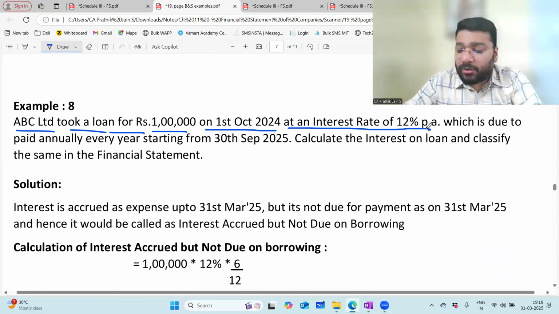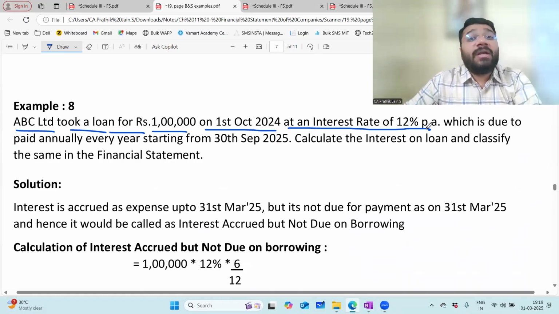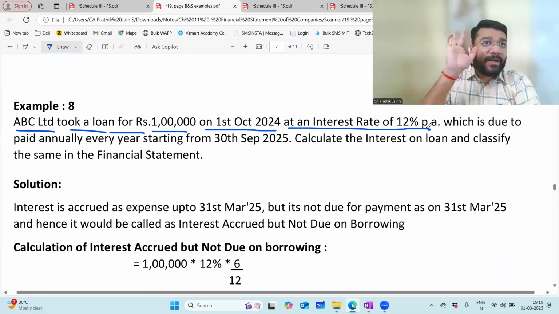No, sir. We're talking about which company? What is the company's name? ABC Limited. What have they taken? Loan. How much value? 1 lakh. What interest percentage? 12%. When did they take the loan? 1st October 24. Data is there in your mind?